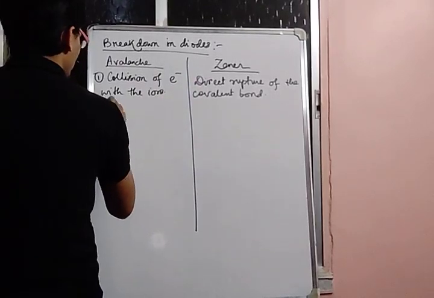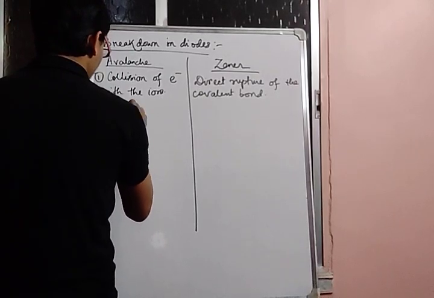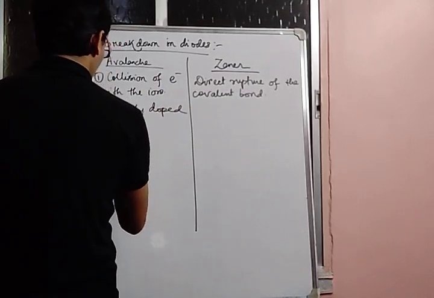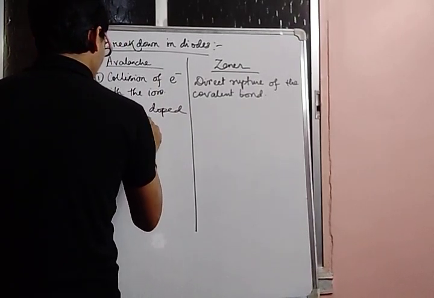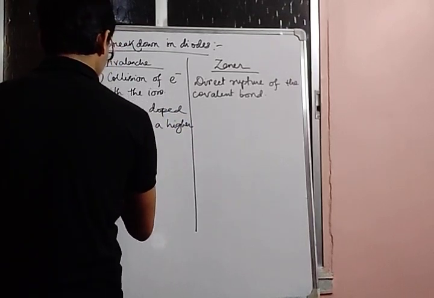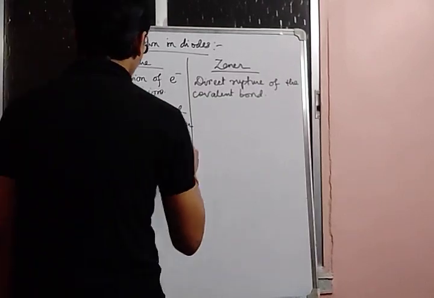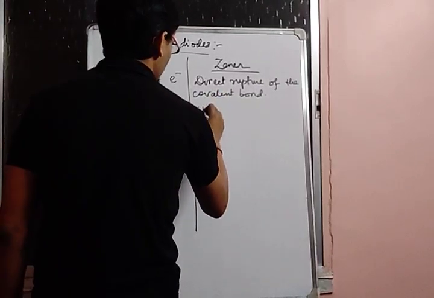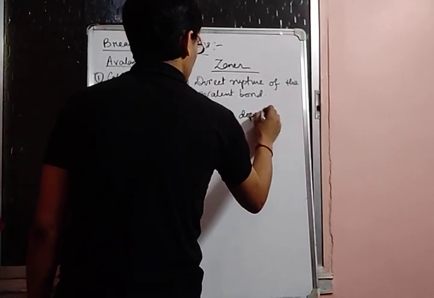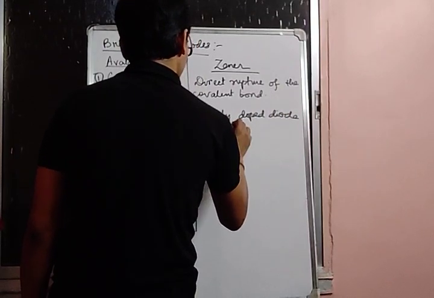So when does avalanche breakdown take place? Avalanche breakdown takes place generally in a lightly doped diode and at a higher voltage, around greater than 6 volts. On the other hand, Zener breakdown takes place in a highly doped diode at a low voltage.